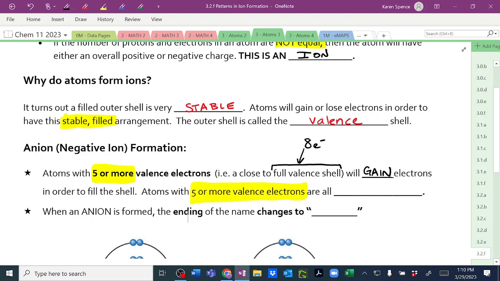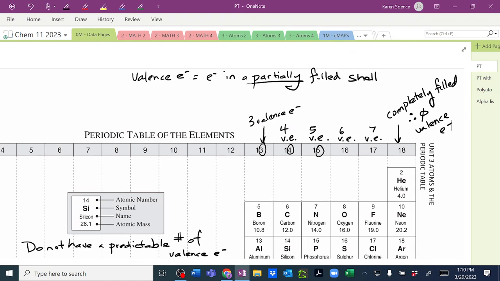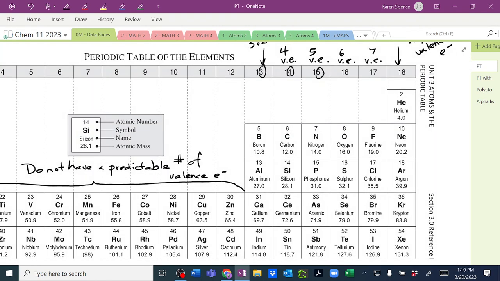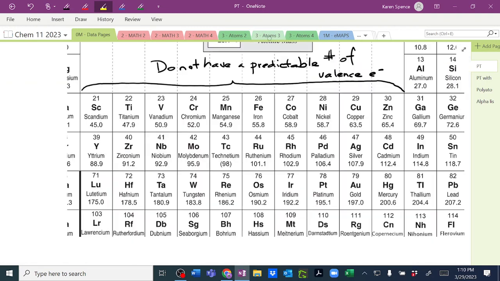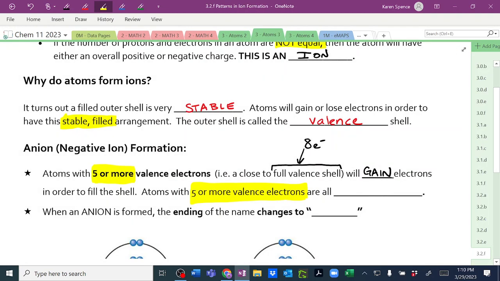Which ones have 5 or more valence electrons? What type of elements? Metals or nonmetals? Those would be our nonmetals. Nonmetals have 5 or more valence electrons, right? Okay. So those are all nonmetals.